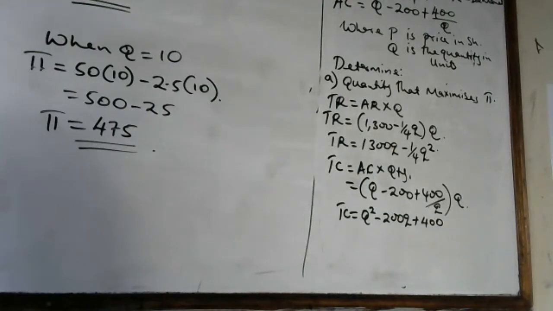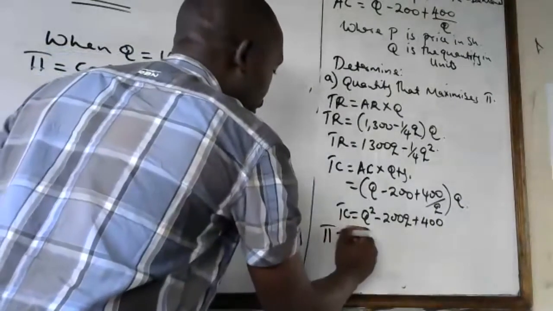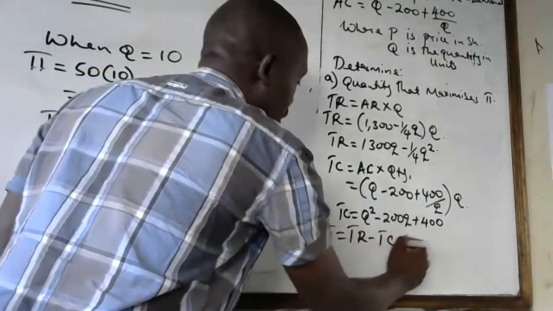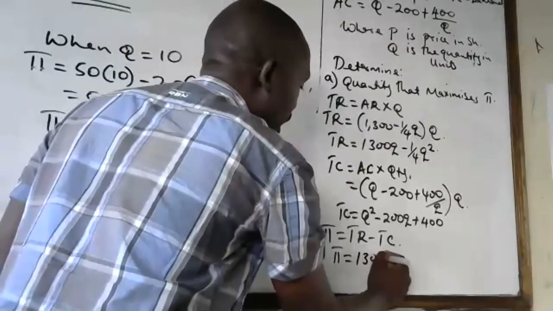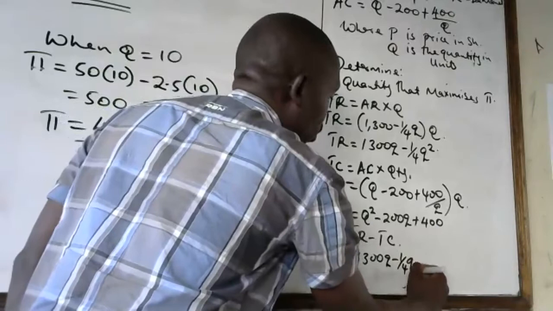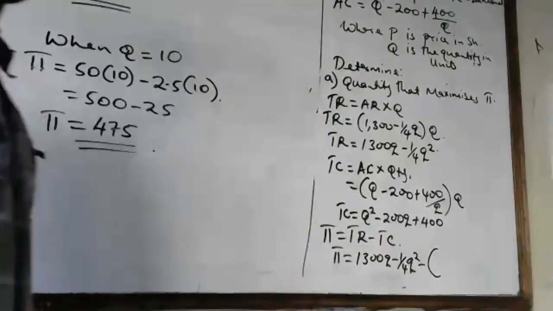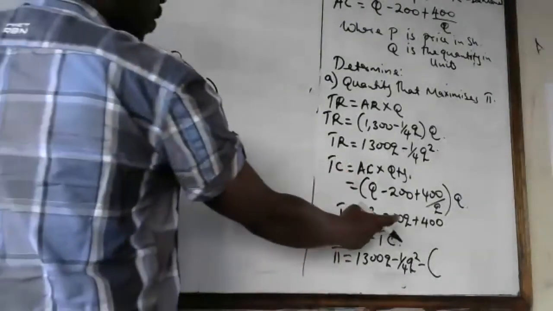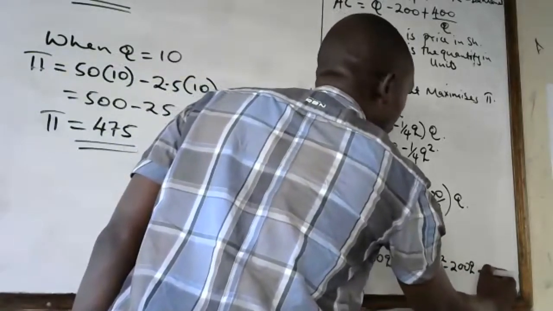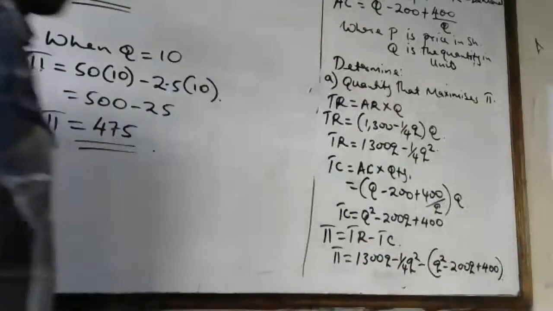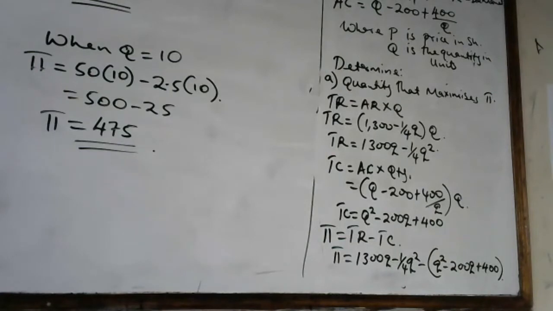total cost function. Therefore, our profit, which we know is given by total revenue minus total cost, in this case is given by the total revenue function, which is here, 1300 Q minus 1 over 4 Q squared minus, don't forget that bracket is very, very important, into brackets we minus the total cost, which is Q squared minus 200 Q plus 400, as given there. Then we need to open the bracket on the side of the total cost. We put the right terms together, then we shall come out with the profit function.